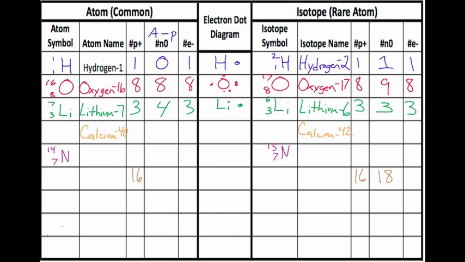The final example, you're given just the number of protons, which is 16. Use a periodic table to figure out what element it is, how many protons, neutrons, electrons there are. The isotope has 16 protons and 18 neutrons. From there, you can figure out everything else. Remember, the atomic mass is the protons plus the neutrons.